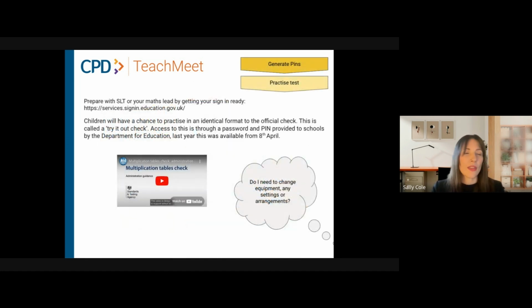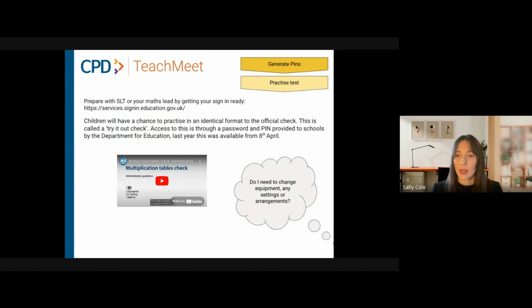And then, yeah, the other thing that's really important to note is that you will need to generate pins. Now, you generate pins when you get into the government gateway. Your SLT should have access to this, so you will need to speak to them about it. It might be that your maths lead will be doing this on behalf of SLT. It might be your assistant head, deputy head. It might be the head themselves. It depends on your setting. But they might want you to set up a sign-in, but you just make sure you're doing this really ahead of time.